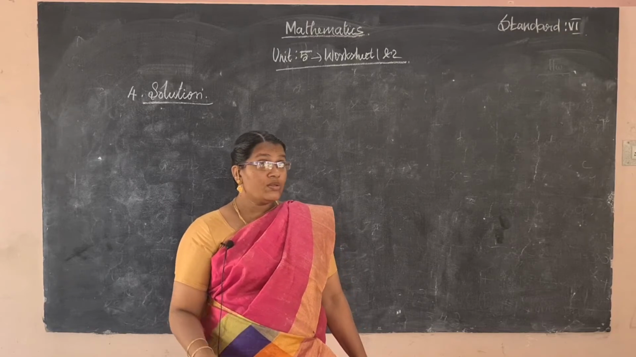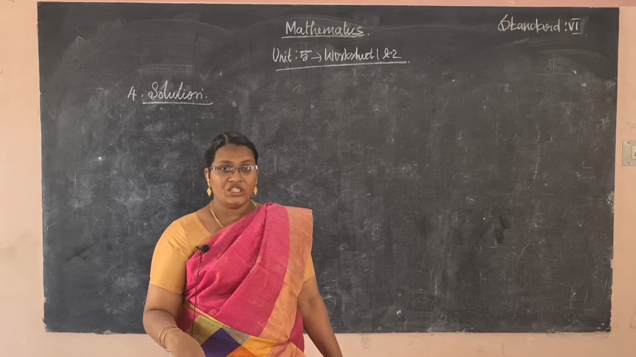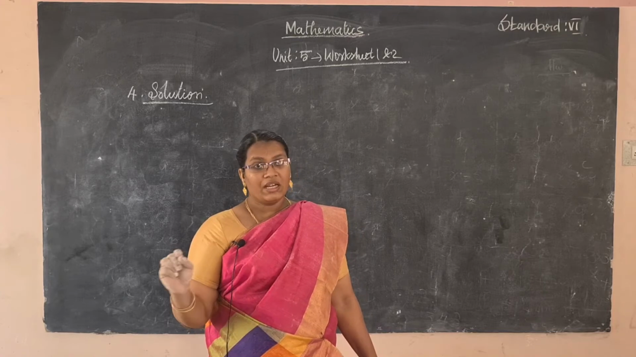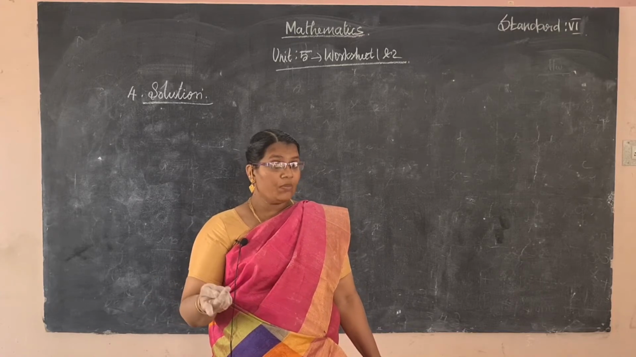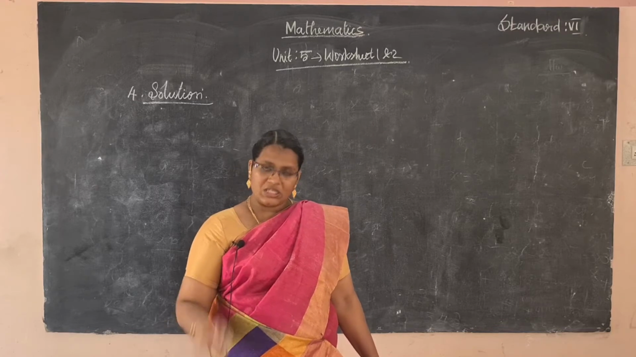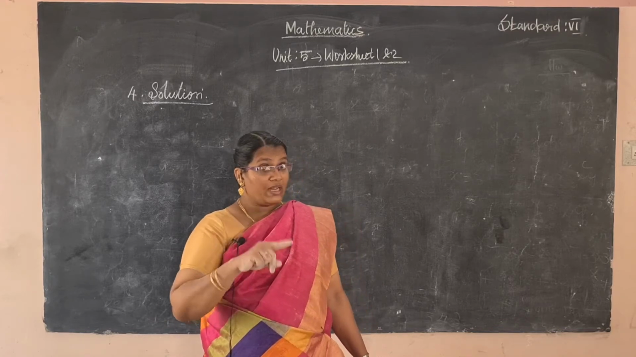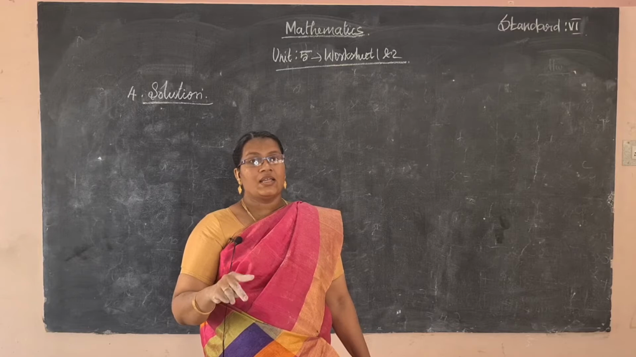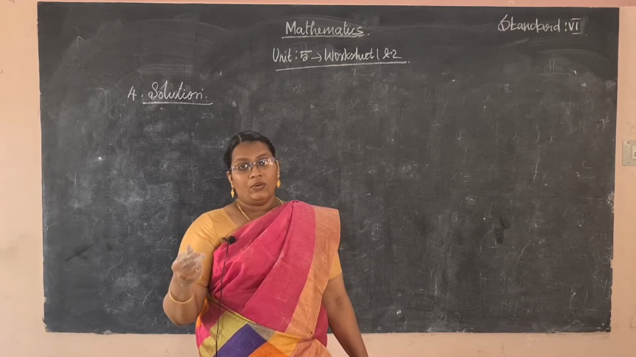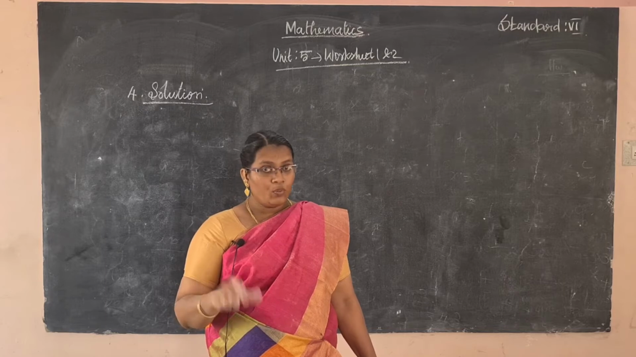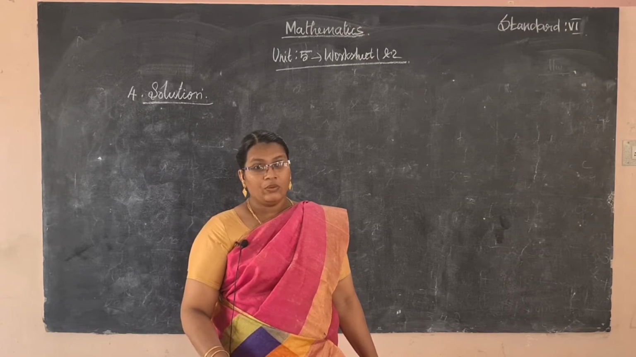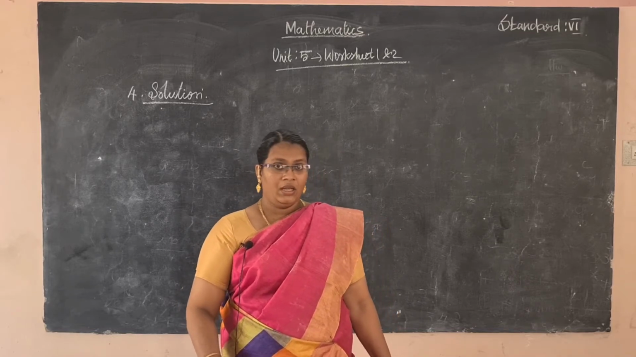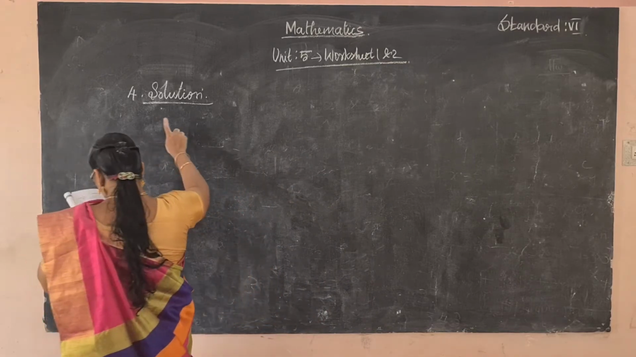And what are the rules for multiplication and division of integers? Any two positive numbers we multiply, we get a positive value. Any two negative numbers we multiply, we get a positive value, minus into minus is plus. Any two different signs, one negative and one positive, we multiply, we get negative. Both multiplication and division have the same rule.